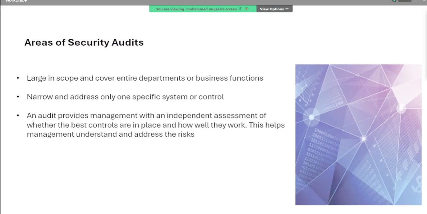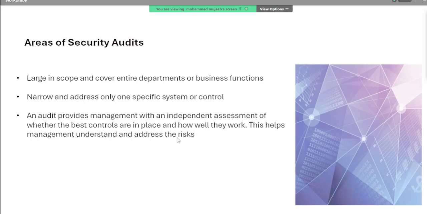Audits can be large in scope and cover an entire department or business function, or narrow and address only specific systems or controls. An audit provides management with an independent assessment of whether the best controls are in place and how well they work. This helps management understand and address their risk.